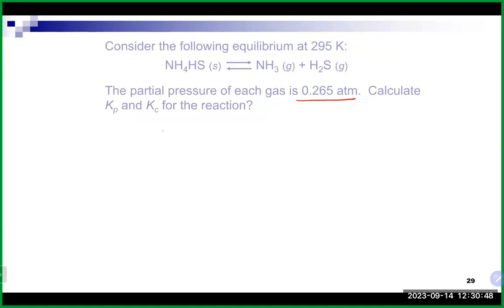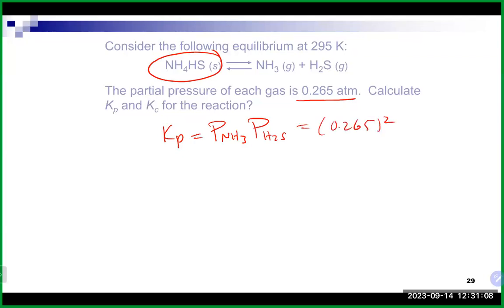So we'll do our KP, which in this case would be the partial pressure of NH3 times the partial pressure of H2S. Once again, we will not include that, right, because it is a solid. And since they are both the same pressure, in this case, we basically got 0.265 squared. That's going to get us something like 7.02 times 10 to the minus 2. In that case, that will be our KP value. Any questions on that there?